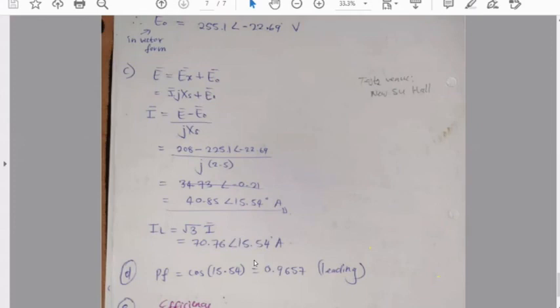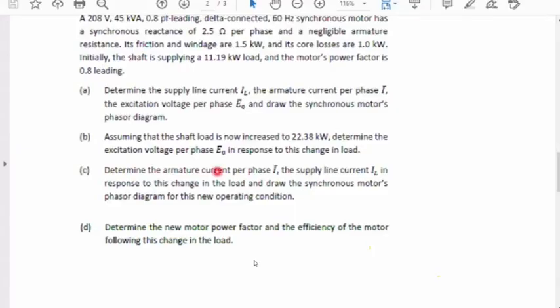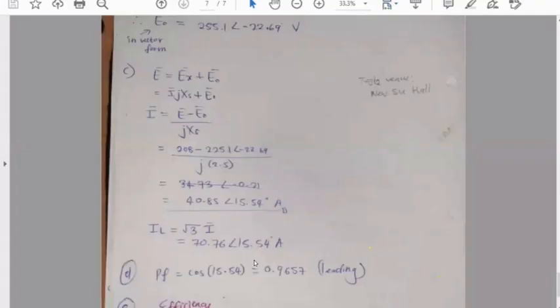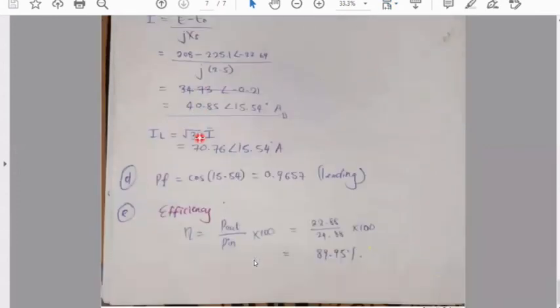The next one says determine the new motor power factor and the efficiency of the motor following this change in the load. Okay. So we know that power factor, I broke it down into two questions. We know that power factor is nothing but cos of the angle. All right. And cos of what angle? The current angle. What current angle? We're talking about what we just calculated due to the change. And when you do that, this is the power factor that you get. Why is it leading and not lagging? Because we had a positive value and not a negative one.